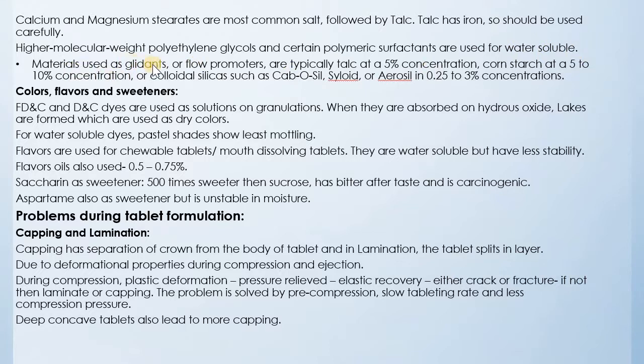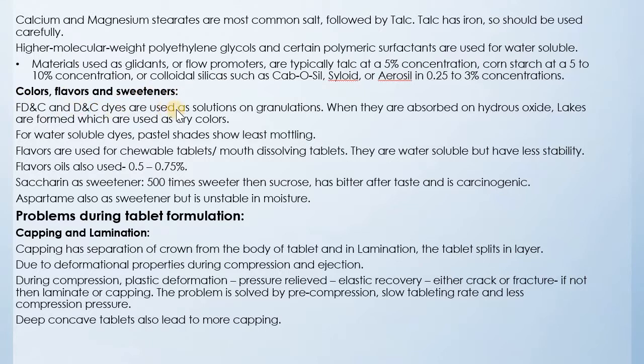The materials used as glidants or flow promoters are typically talc at 5% concentration, cornstarch at 5 to 10% concentration, or colloidal silica such as Cab-O-Sil, Syloid, or Aerosil in 0.25 to 3% concentration. Then comes colors, flavors and sweeteners.